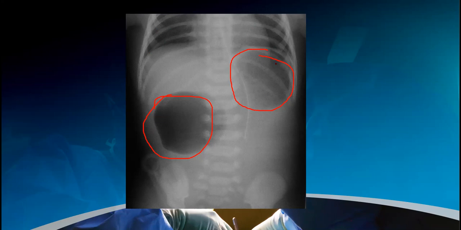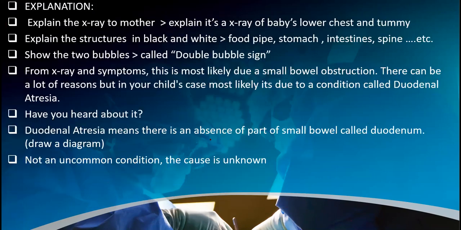Now, if you look at the tummy, you can see there are two blackish shadows in here, which we call the double bubble sign. In a normal child, these blackish shadows are not there. This particular double bubble comes up in a specific condition called small bowel obstruction, specifically which we call duodenal atresia.